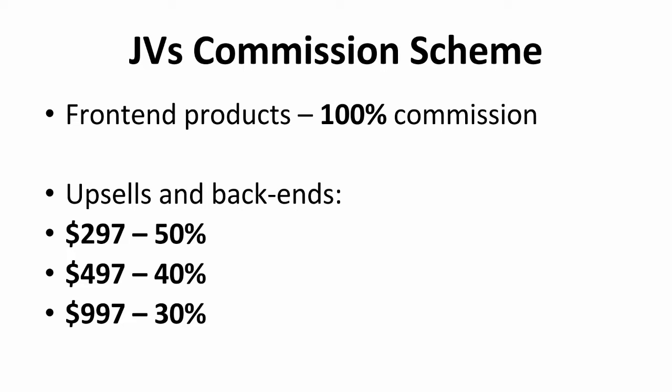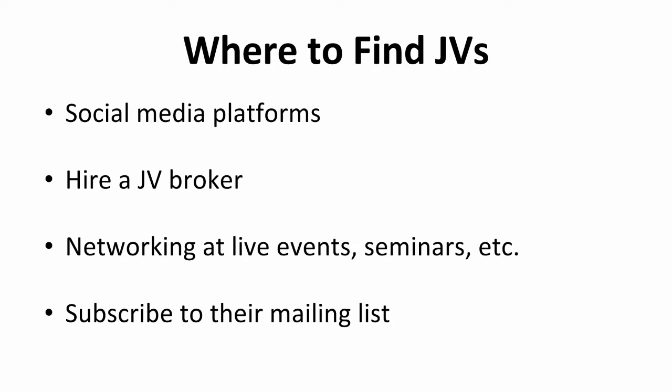For higher ticket products, however, it varies. You will not want to give 100% commissions for this, so for a $297 product, you can afford to give 50%, $497 products for 40%, and $997 products for 30%. In the end, the commission rate is still up to you, but to ensure high participation, it's best to set an agreeable commission rate.